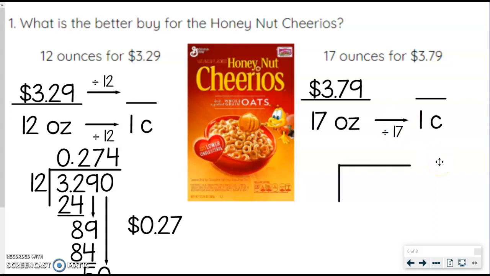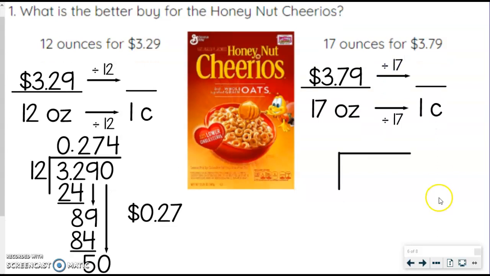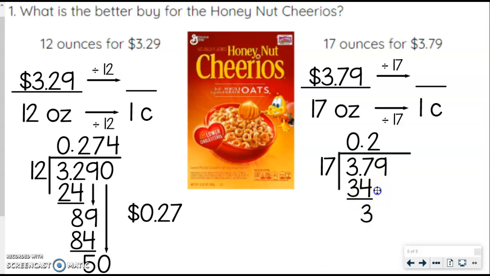Again, very similar to what we've been doing. We're going to do the same thing to the top. Okay. So then we're getting our $3.79 set up with the 17. And as I showed you, it doesn't fit into 3, but it does fit into 37 2 times. 2 times 17 gives us 34. That's how we got that. Subtract, we get 3. We're going to bring down the 9. And 17 fits into 39 twice again.